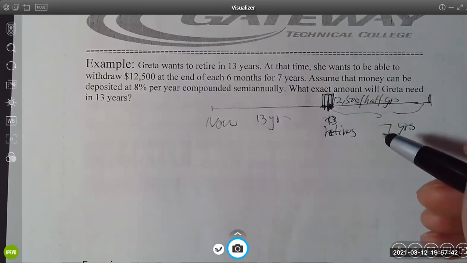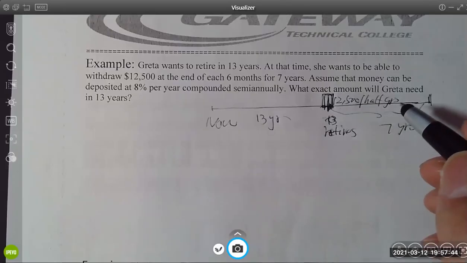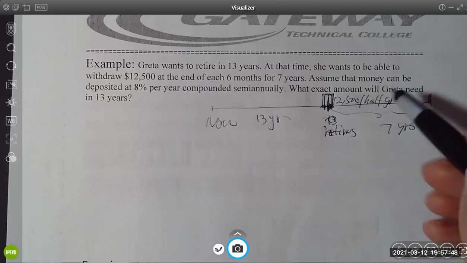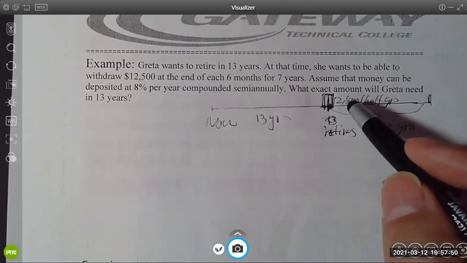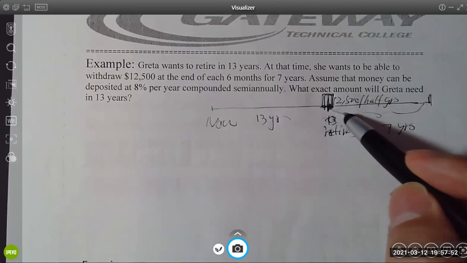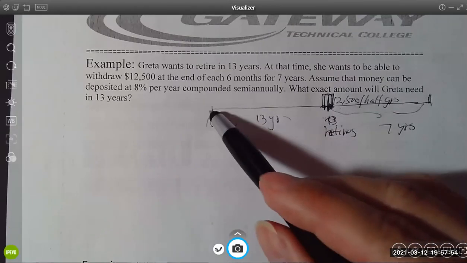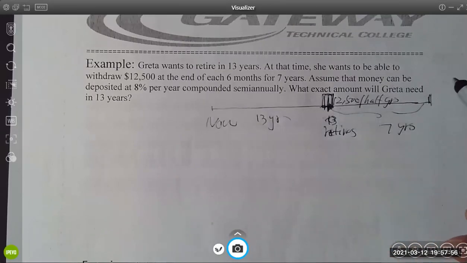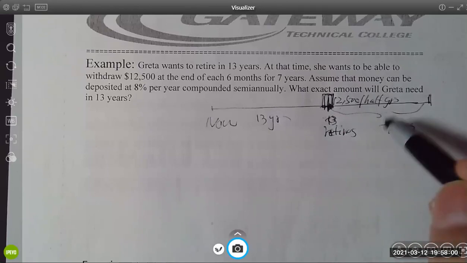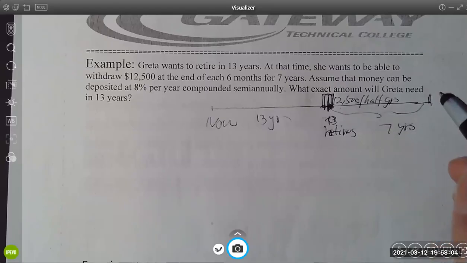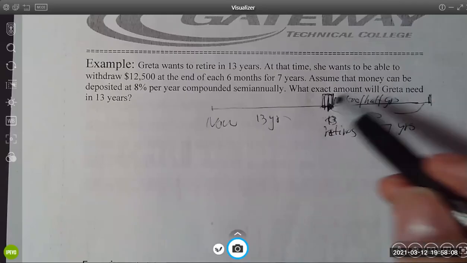Remember, annuity means repeating withdrawal or repeating deposit. This is repeating withdrawal. But this repeating withdrawal of 12,500 only happens for these 7 years. It never happened in these 13 years. That means for your annuity formula, your n, the time, is 7, it's not 13, because 7 is the part of repeating activity. So that's why we need to explain this to understand that.